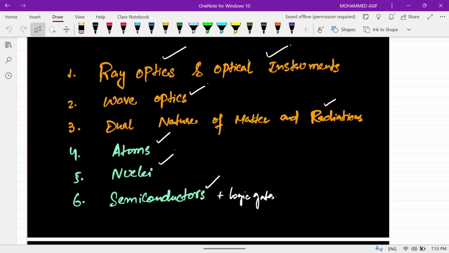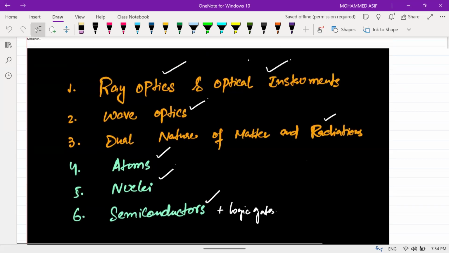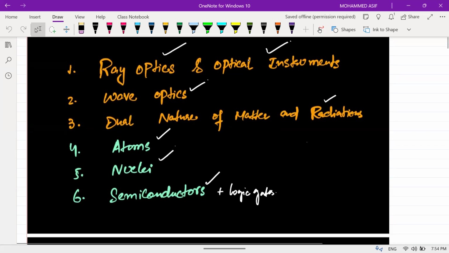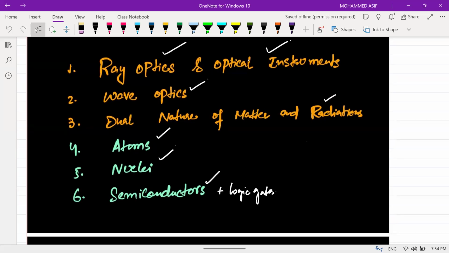I've got 10 questions. 10 into 4, that is 40 marks. The 40 marks topics we'll try to revise in 2 to 3 hours. For these expected chapters, I'll try to select 10 good questions to revise: wave optics 10 questions, ray optics 10, optical instruments 10, dual nature of matter 10, atoms 10, nuclei 10, semiconductors and devices and logic gates 10 questions.